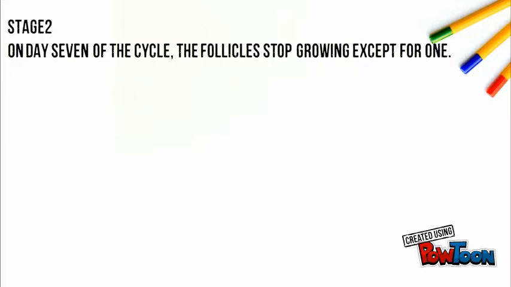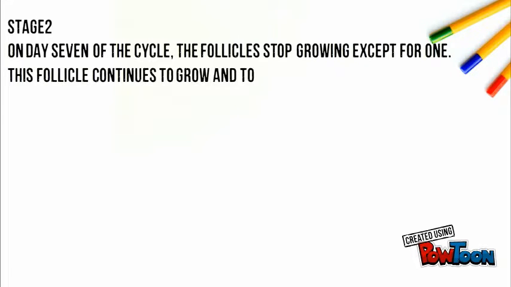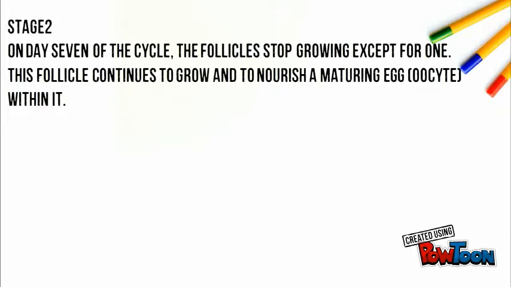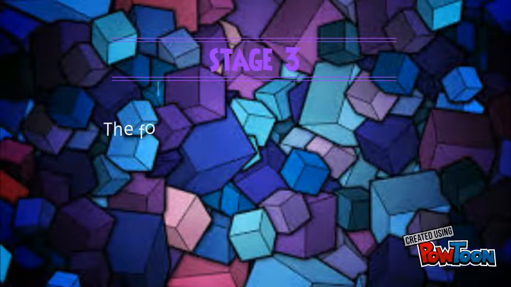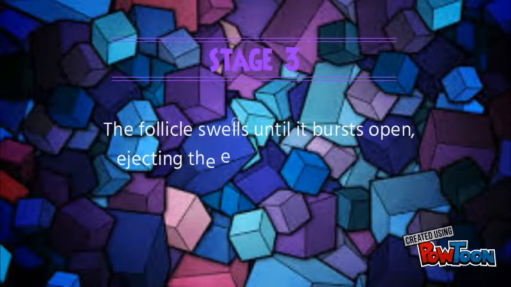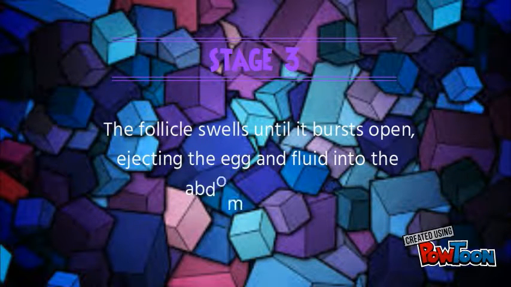Stage 2. On day 7 of the cycle, the follicles stop growing except for one. This follicle continues to grow and to nourish a maturing egg, or oocyte, within it. Stage 3. The follicle swells until it bursts open, ejecting the egg and fluid into the abdominal cavity.